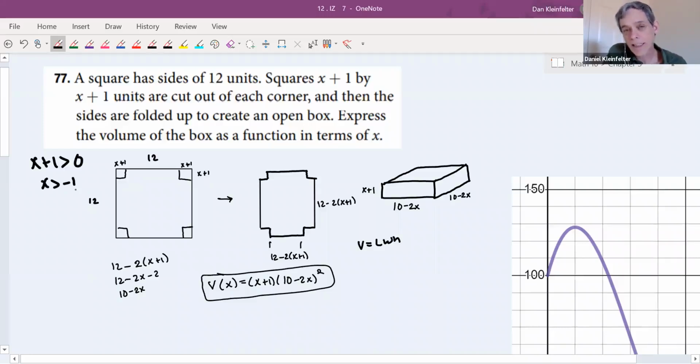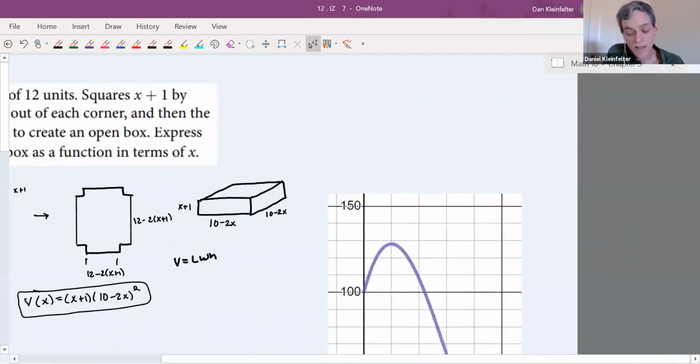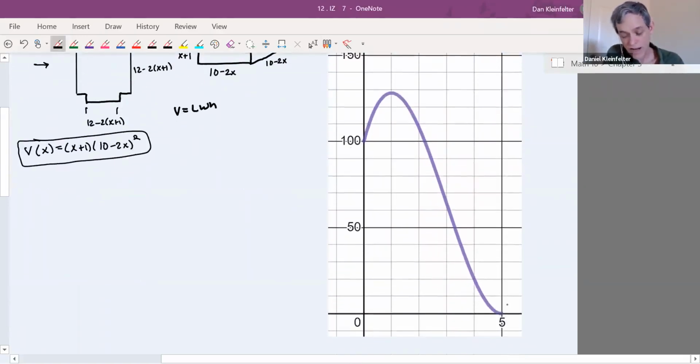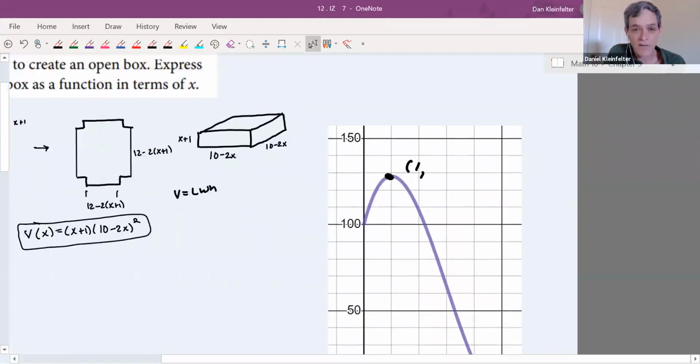And then additionally, x can't be any more than 5, right? Because the dimensions of our finished box, the width is 10 minus 2x. If x were bigger than 5, or even if it were 5, then we wouldn't have any kind of width or length. So x has to be between -1 and 5. And so I drew this from 0 to 5. One thing that is interesting is that the maximum volume is going to end up occurring when x is equal to 1, so that the cut size would be 2.